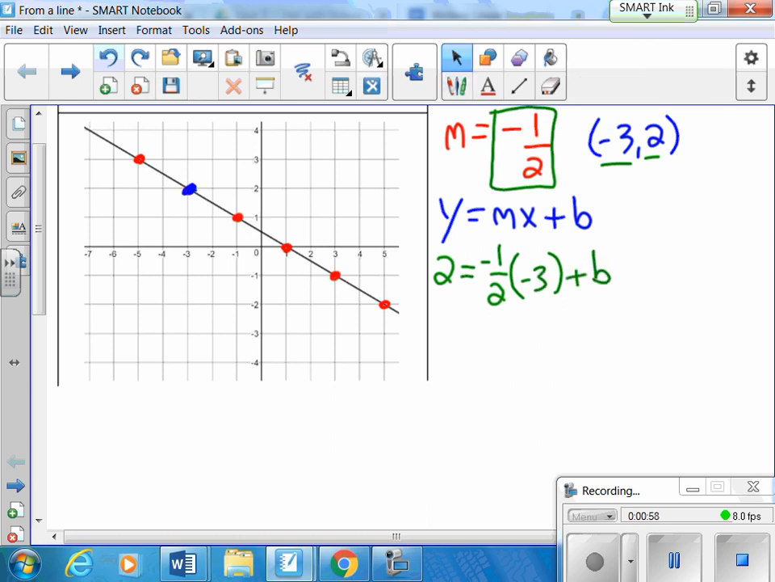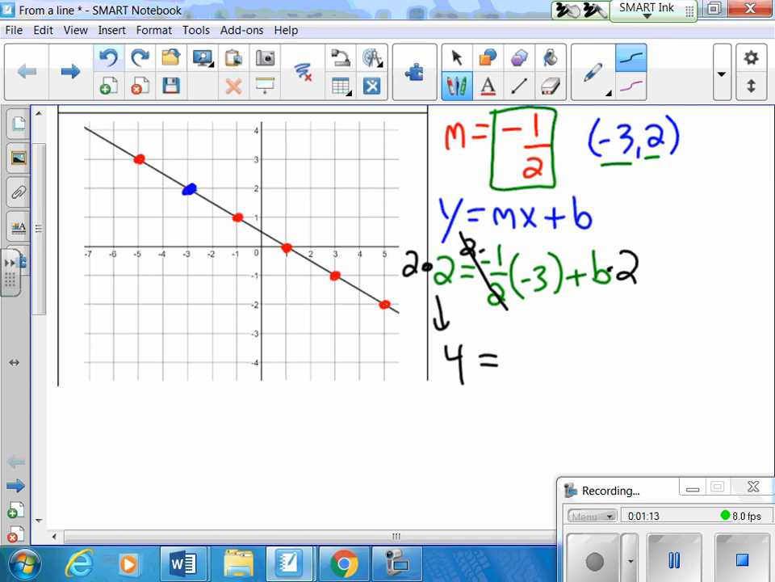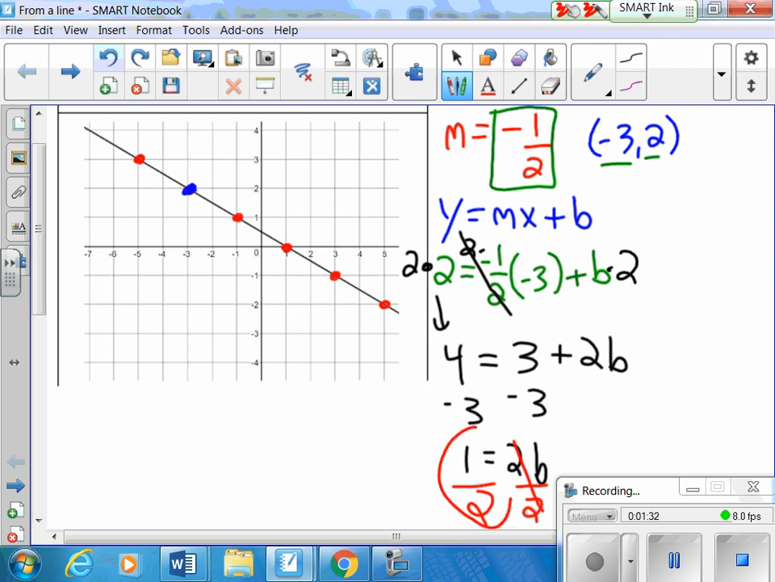Now to get rid of our fraction, we're going to multiply everything by 2, because we have a 2 as a denominator here, so times by 2, times by 2. So now we have 4 equals. Now these 2's cancel, so you get negative 1 times negative 3, which is positive 3, and plus 2b. And now to solve for b, we're going to subtract 3. So we get 1 equals 2b. Divide by 2. And it looks like b is going to equal 1/2.